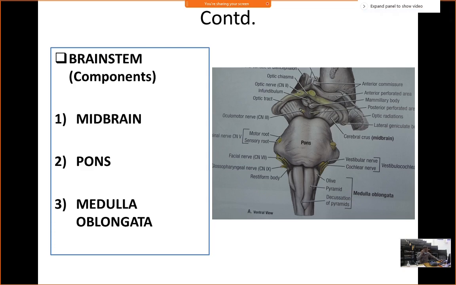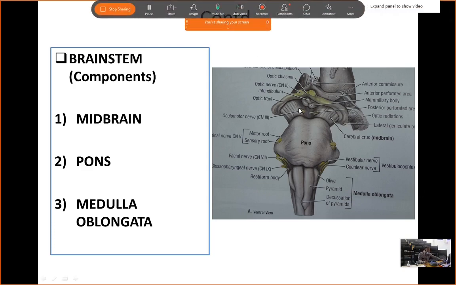It is made up of the midbrain. Here you can see this is the midbrain, then the pons, then the medulla oblongata. So midbrain, pons, then medulla oblongata. These three structures all together are known as your brainstem.